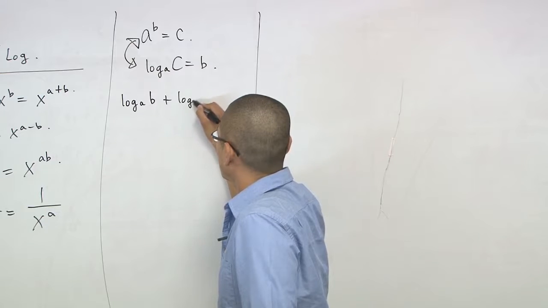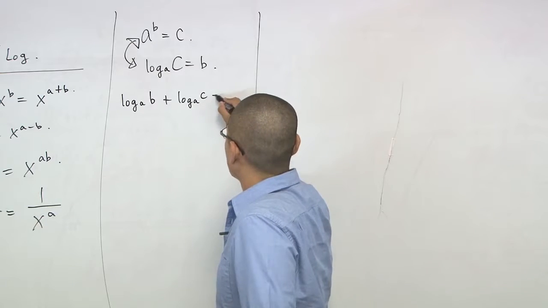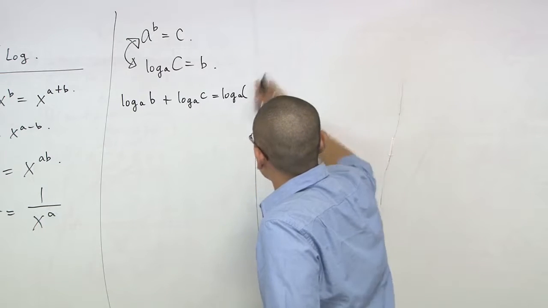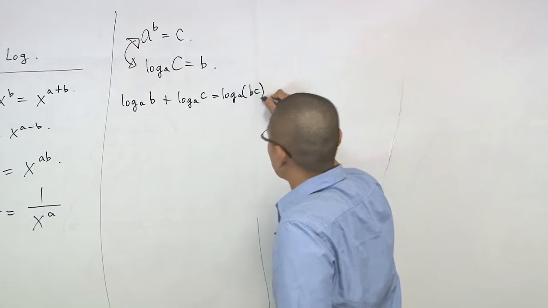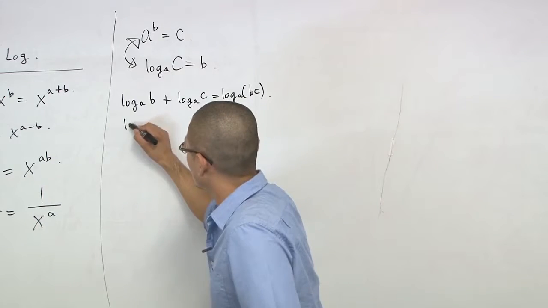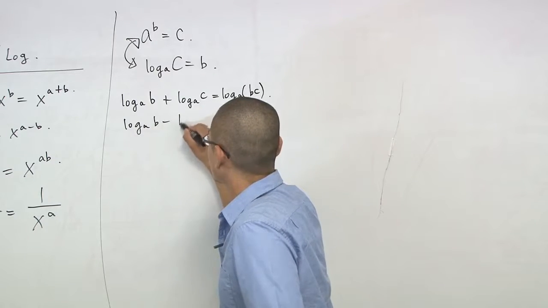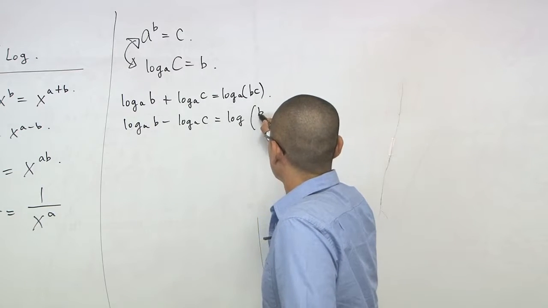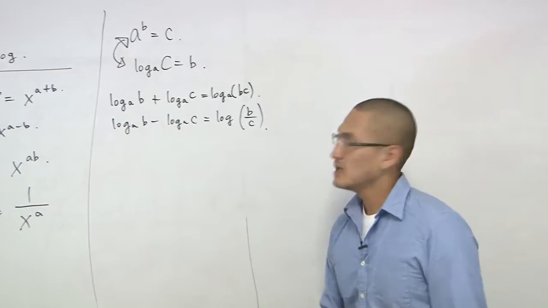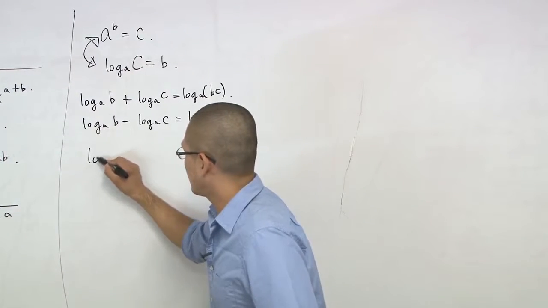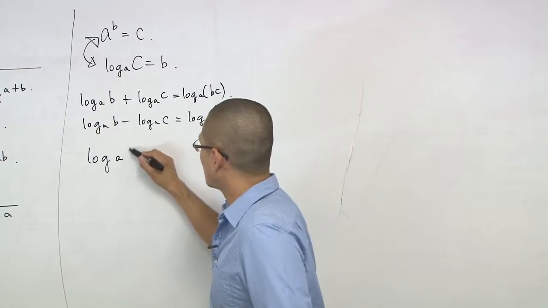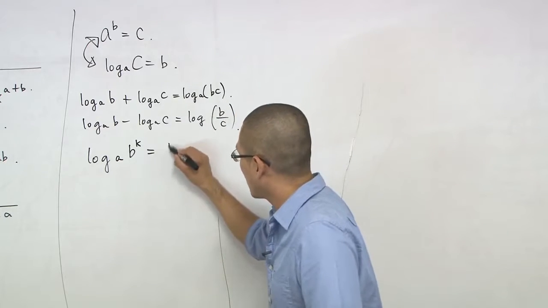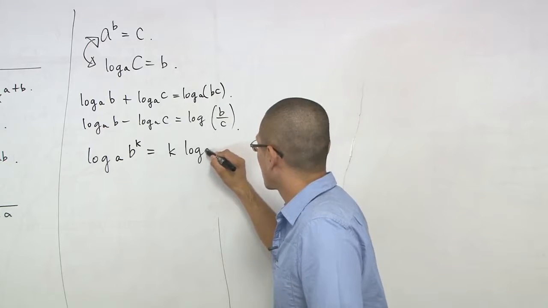If I add them here together, then it means you can do multiplication and then do them together. And of course, subtraction would be the other way. Logarithm of AB minus logarithm of AC would be logarithm of B over C. Couple more things. If I have logarithm of A to B to some other power, I can always take the K out to the front and then make it this way.